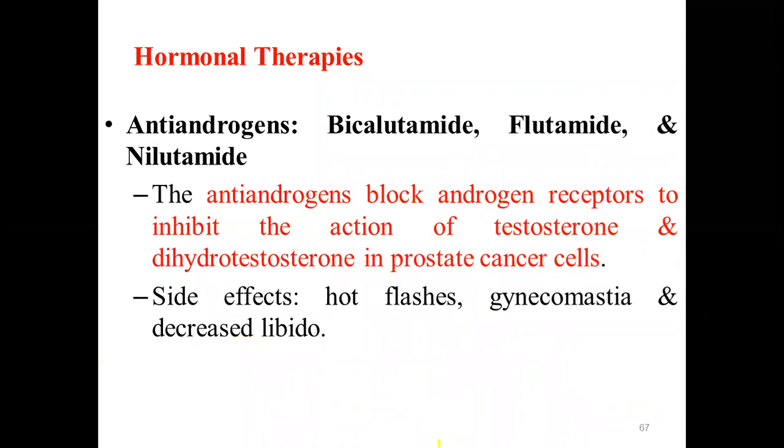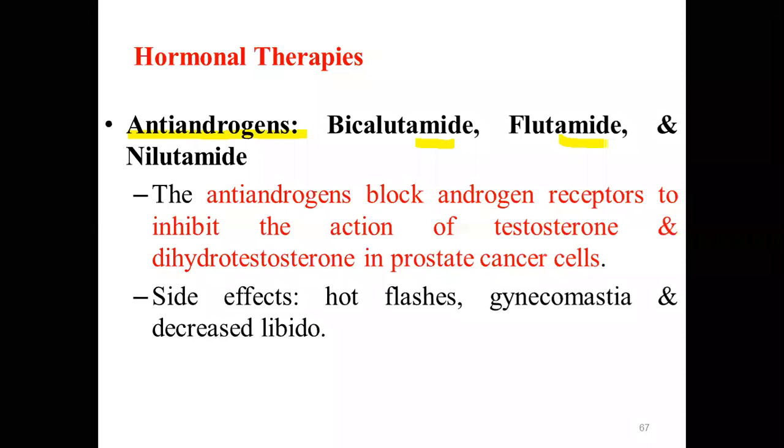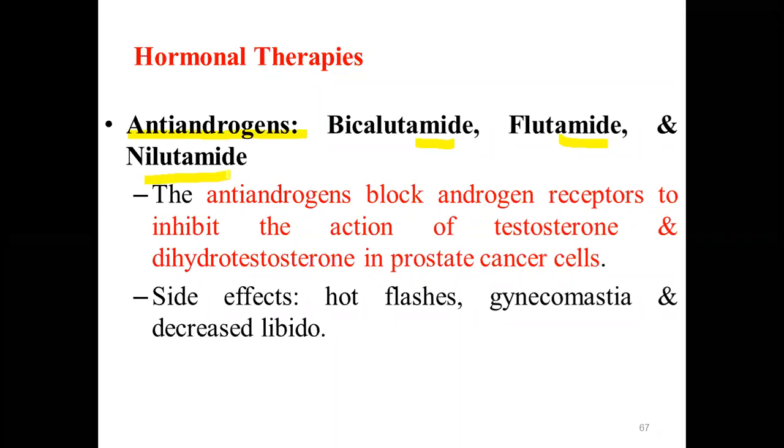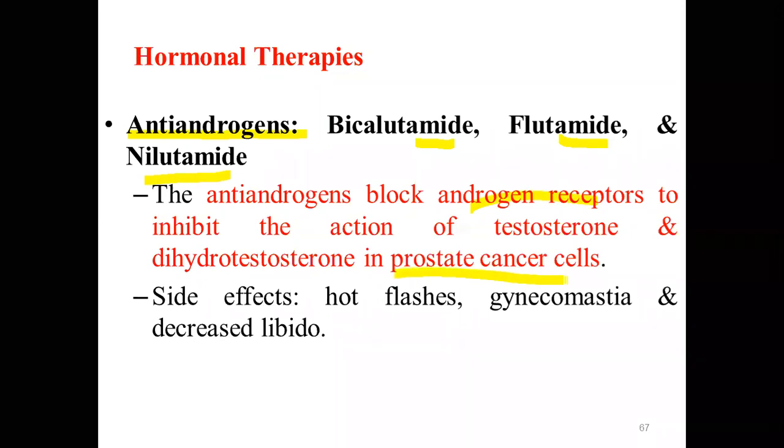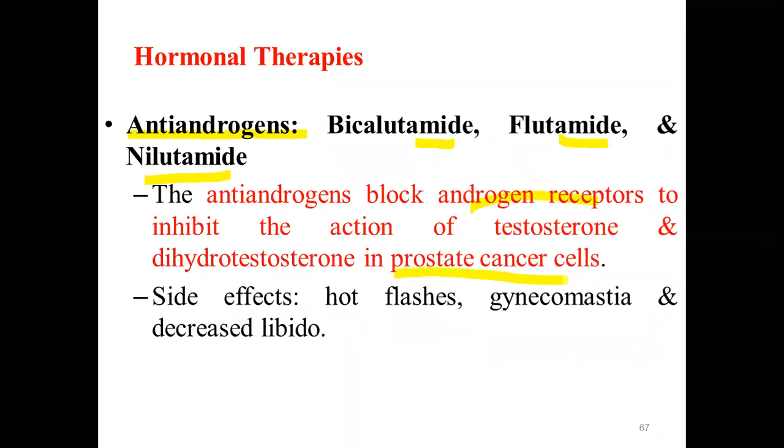The first hormonal therapy we are going to see today is anti-androgen. The term itself is self-explanatory: they block the action of androgen. Flutamide, you can see they have amide as a suffix: bicalutamide, flutamide, nilutamide. Those are the most common anti-androgens. They block the androgen receptor to inhibit the action of testosterone and dihydrotestosterone in prostate cancer cells, so they are the most commonly used drugs in managing prostate cancer.